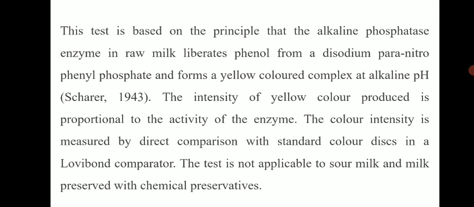So you have to measure the intensity of the yellow color produced. The intensity of yellow color produced is proportional to the activity of the enzyme. The color intensity is measured by direct comparison with a standard disk in a Lovibond comparator. So in this test you observe the yellow color, which is proportional to the activity of alkaline phosphatase, and compare it with the standard disk color through the Lovibond comparator.